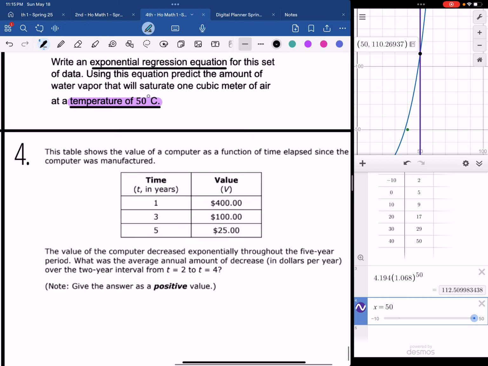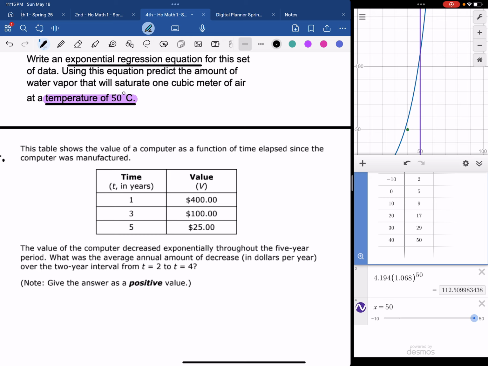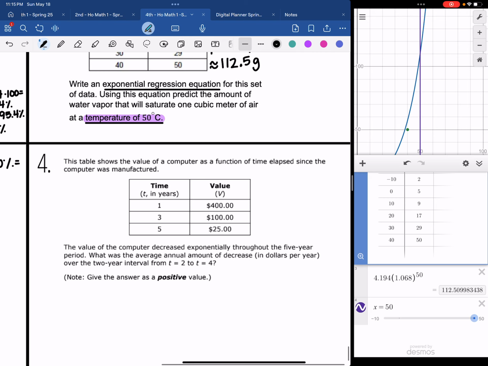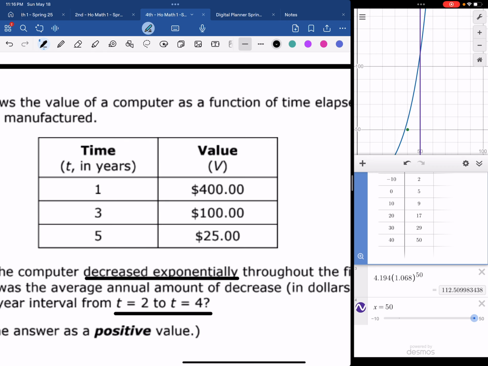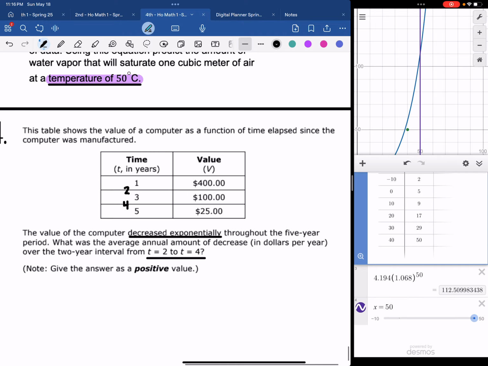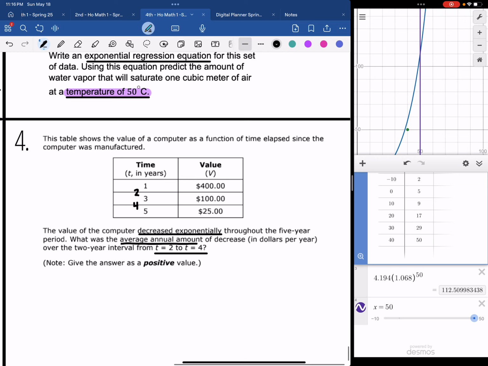All right. And then this last one, I do believe I've seen this on a check-in at some point, but it says the table below shows value of a computer as a fraction of time elapsed as it was manufactured. So it says the value of the computer decreased exponentially through a 5-year time period. What is the average decrease over the years t equals 2 and t equals 4? Well, if you notice in this table, we got 1, 3, and 5, but we're missing the 2 and the 4. So we need to figure out what that is in order to find the annual amount of decrease.